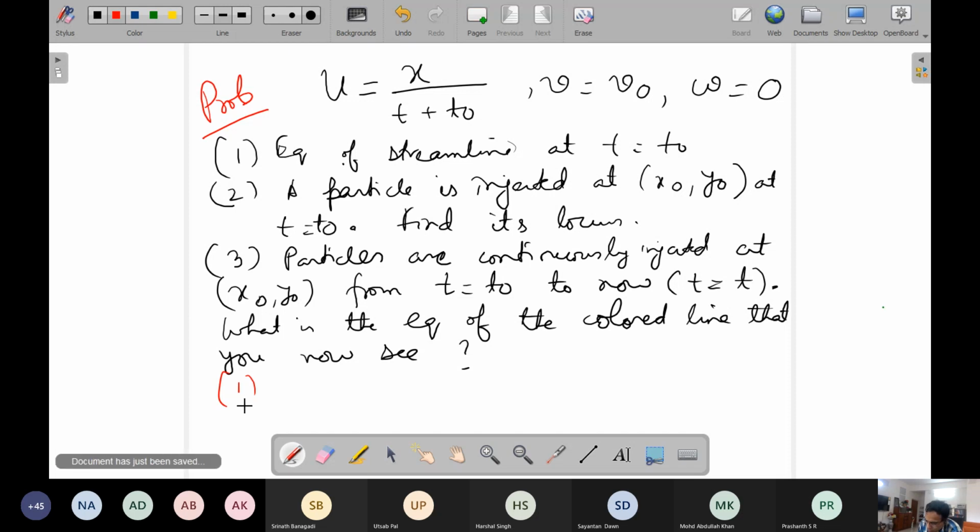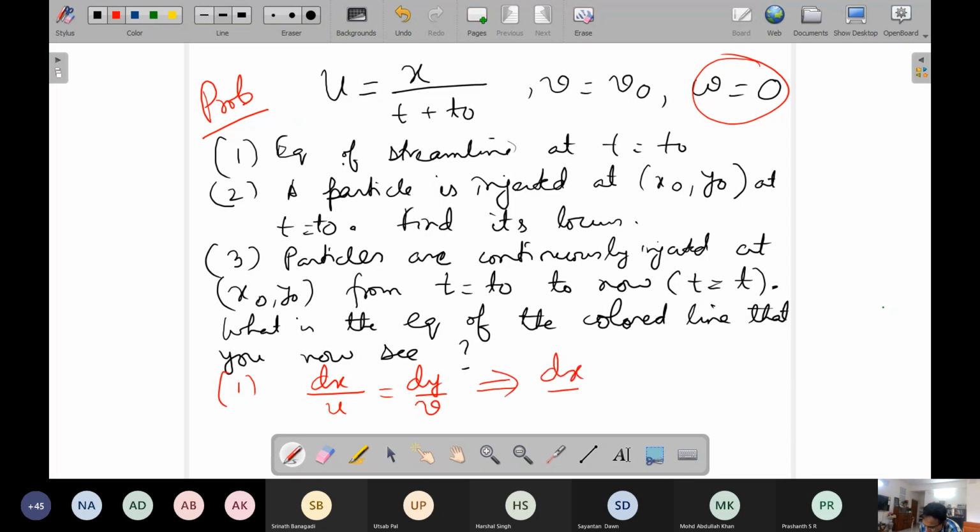So equation of, first of all, it's a two-dimensional flow because the W is 0. So we are restricted to this two-dimensional description of the streamline, dx by u equal to dy by v. So dx by x, okay. So this is straightforward.